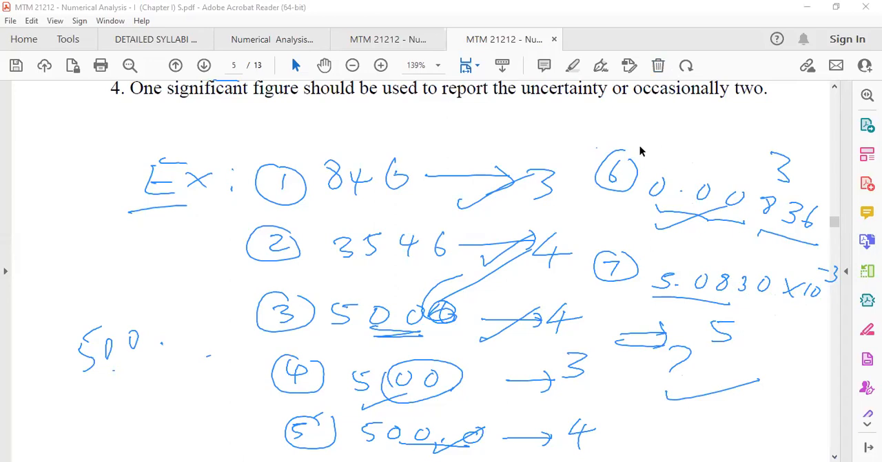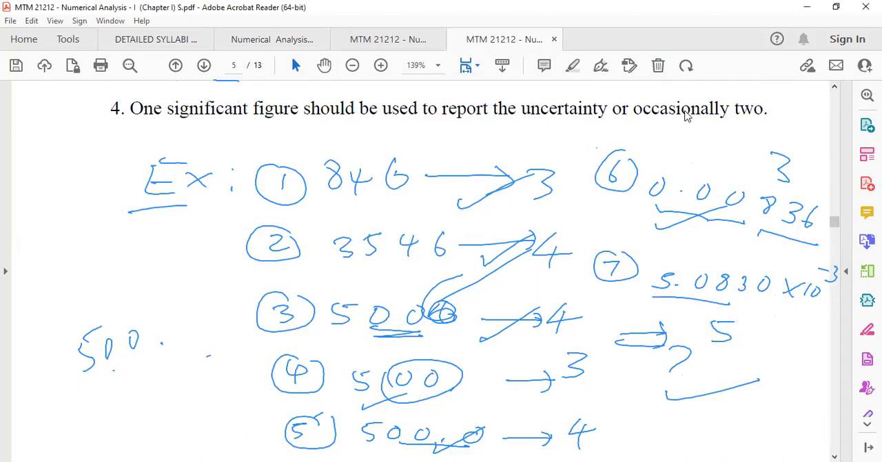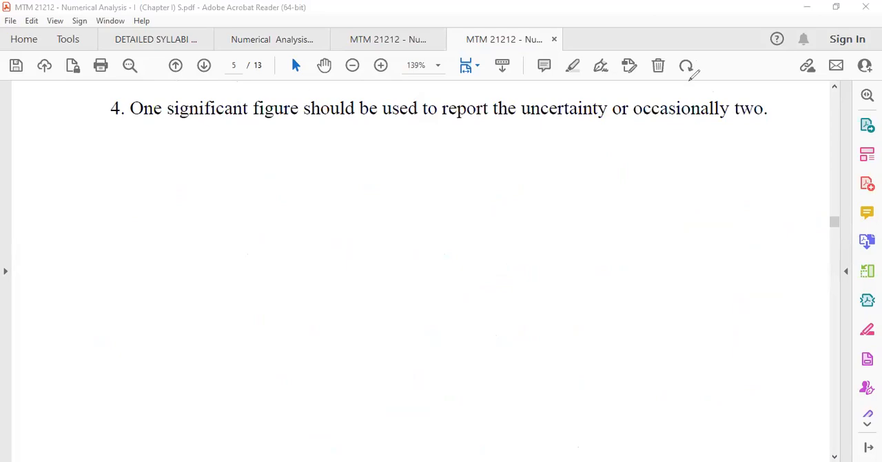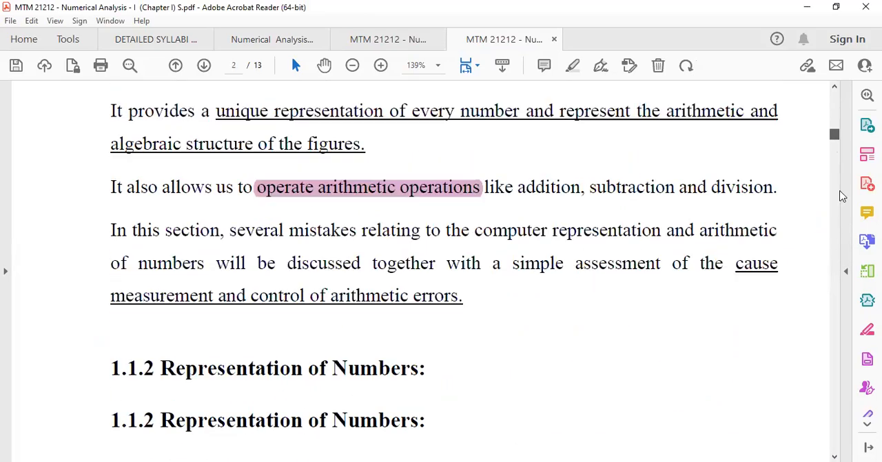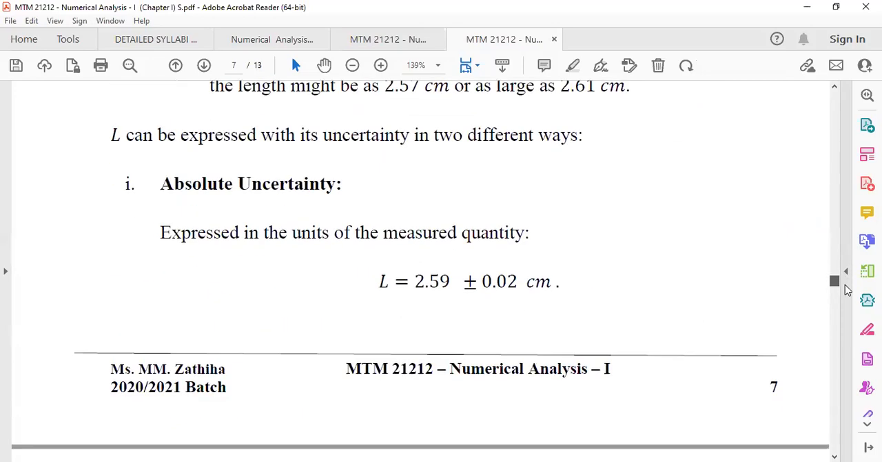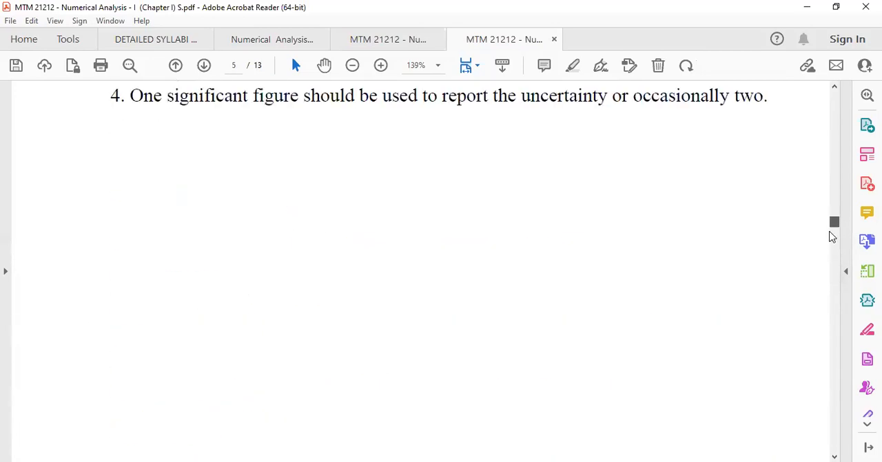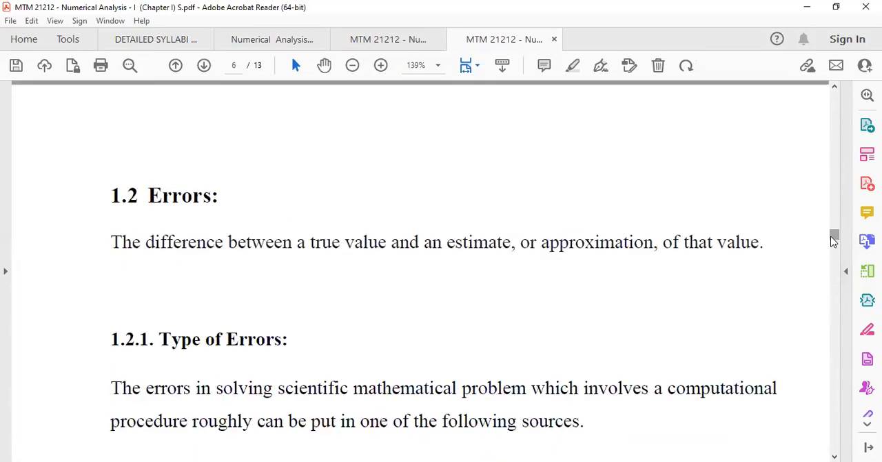So let me do the summaries. That's all about the number systems. So we can go to the errors.